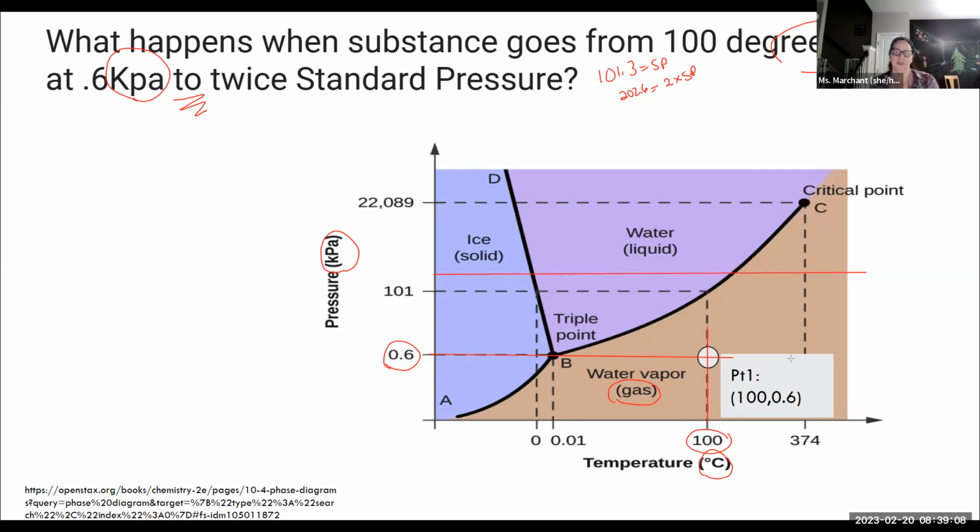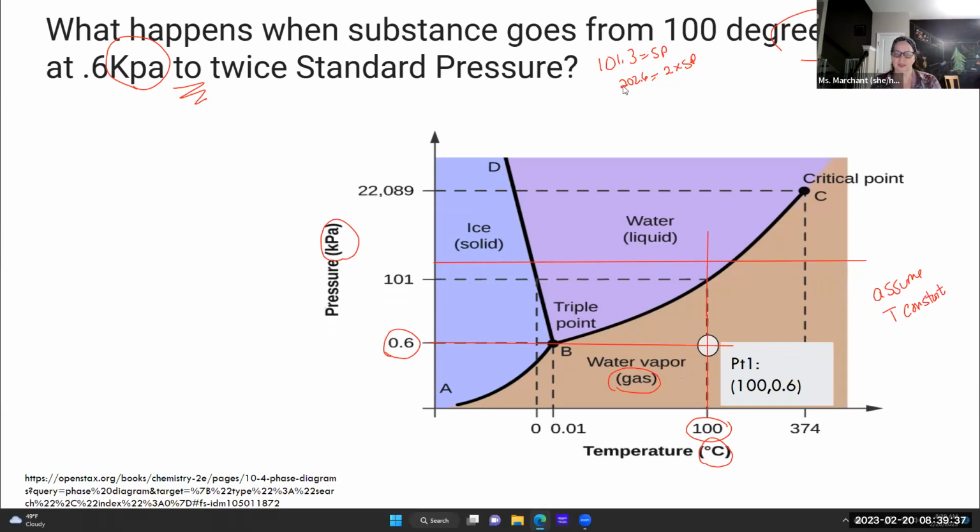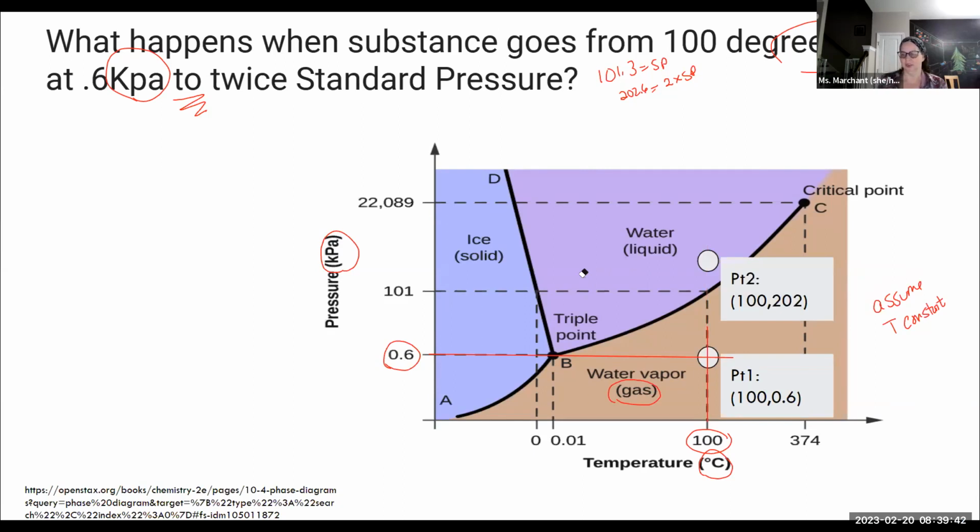It didn't give me a new temperature. What happens when the substance goes from 100 degrees C at 0.6 kilopascals to twice standard pressure? It does not give me another temperature, so you assume temperature is constant or unchanging. So my next point is going to be at 100 degrees C and at twice standard pressure. So my second point is going to be somewhere about there. And when I calculate with the ruler, I actually get it slightly higher, but you notice the result is going to be the same.